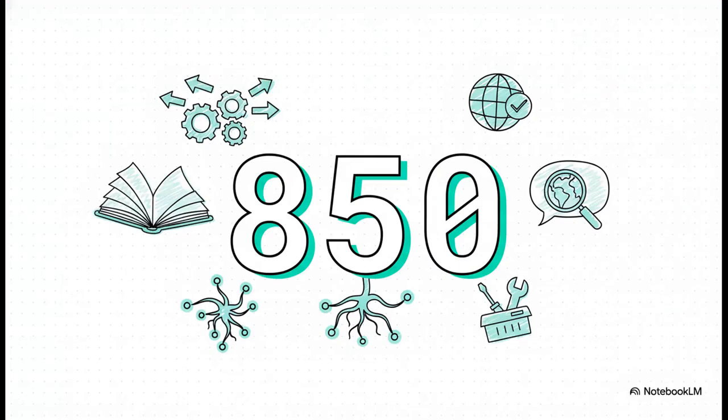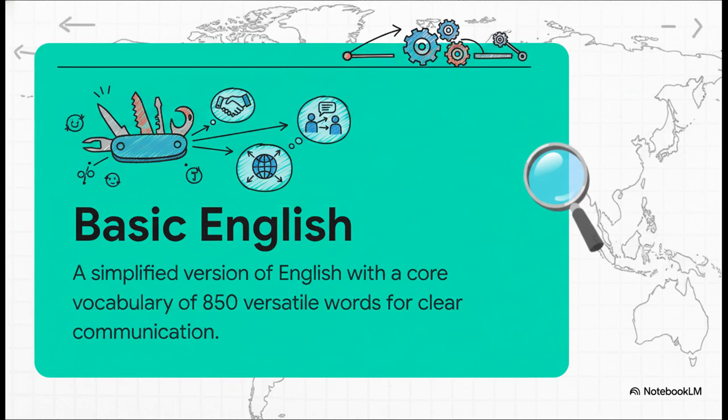Just look at that number, 850. Out of the hundreds of thousands of words in the English language, the creators of Basic English whittled it all down to just 850. Every single word on that list had to basically fight for its spot by being unbelievably useful and versatile. The whole philosophy behind it was to create a tool for clear international communication. And it's not about dumbing things down, not at all. It's about picking words that are kind of like Swiss Army knives. Each one can do a bunch of different jobs. And common is one of the absolute best tools in that whole kit.